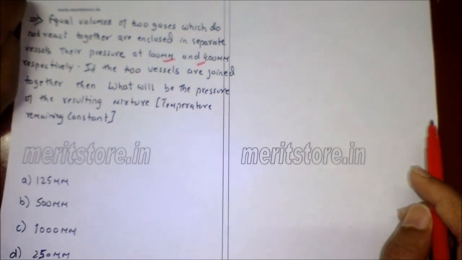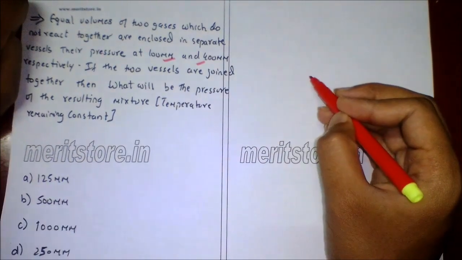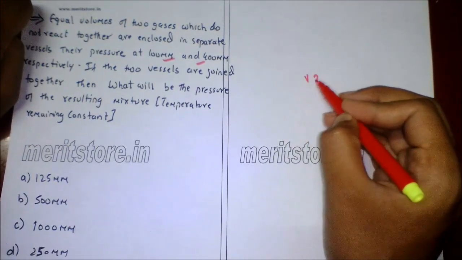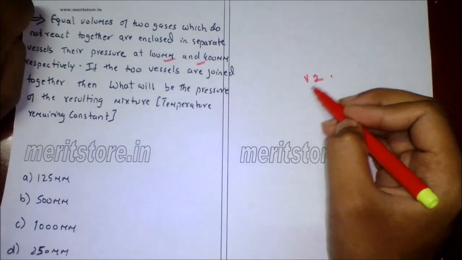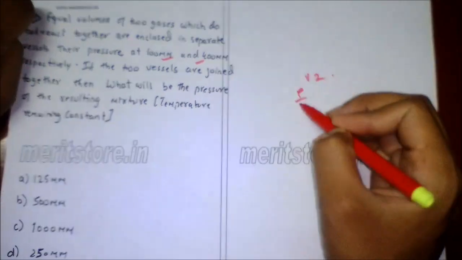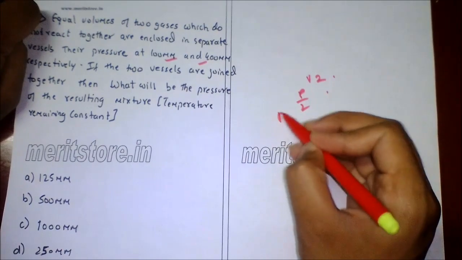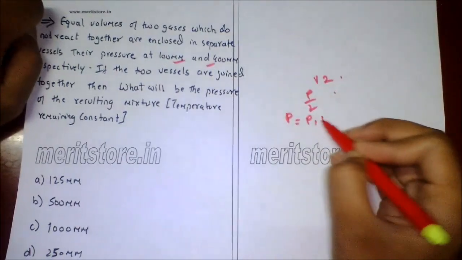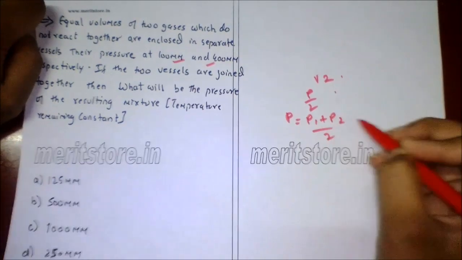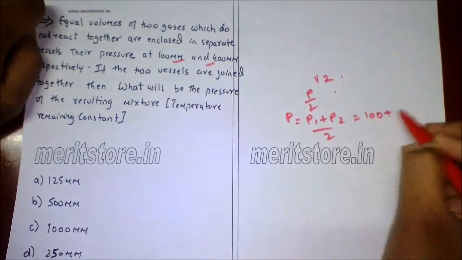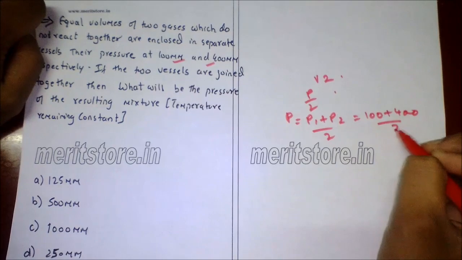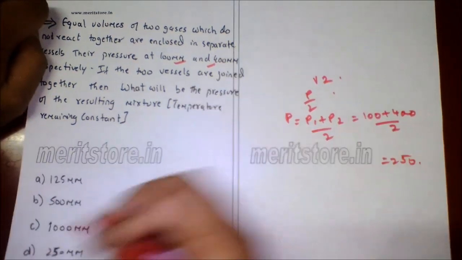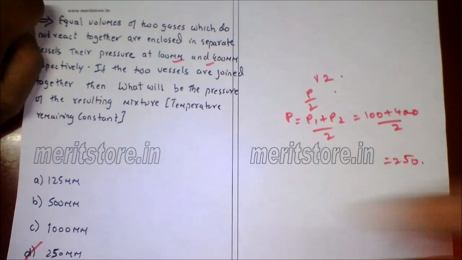So when two vessels are joined together, the volume will be doubled. Hence the effective pressure will be halved. So effective pressure is equal to P1 plus P2 upon 2. So 100 plus 400 divided by 2, which is equal to 250 mm of Hg. So option D is the correct answer.